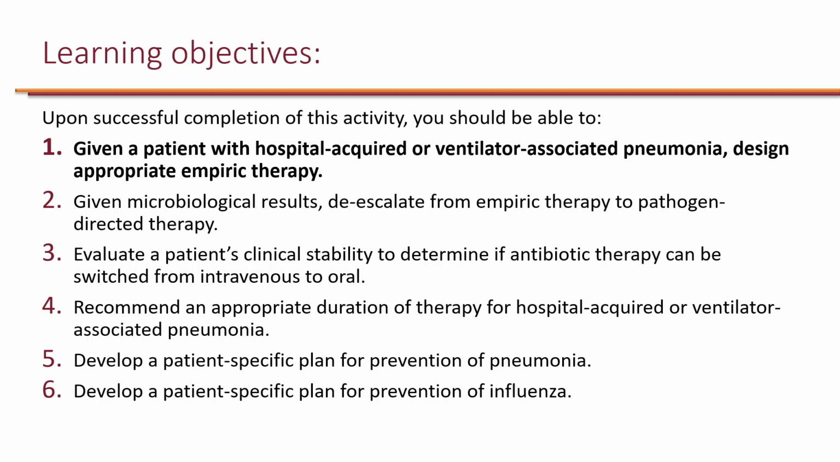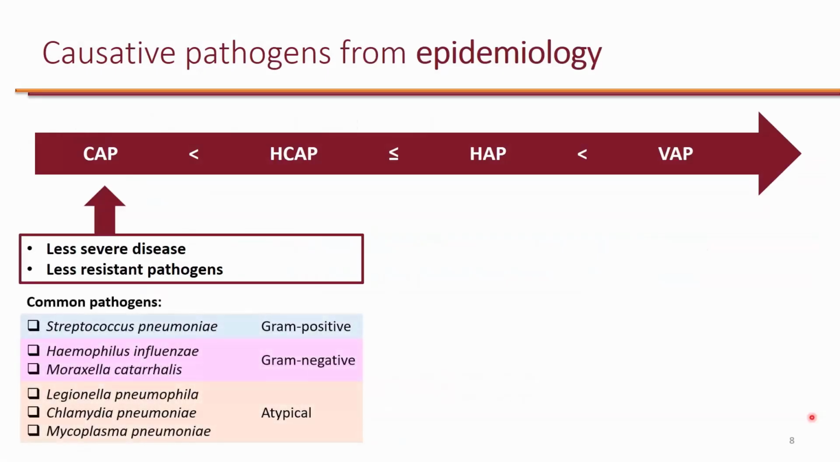The first learning objective is, given a patient with hospital-acquired or ventilator-associated pneumonia, design appropriate empiric therapy. At this point, you should know that community-acquired pneumonia is a relatively less severe type of pneumonia caused by less resistant pathogens such as strep pneumo, H. flu, Moraxella catarrhalis, and atypical organisms.